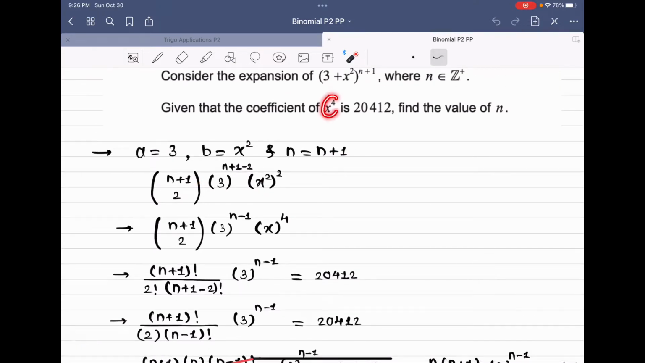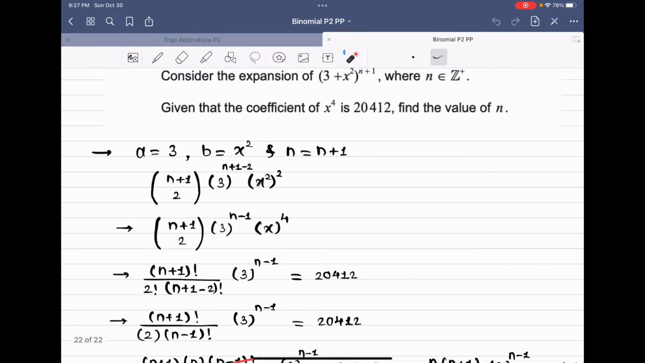Here they want x raised to 4. Right now we have x². So that means the power has to increase 2 by 2. b is getting 2, that means your r is 2. And this minus this gives you the power of the first. So n + 1 minus 2 goes with the power of 3. (n+1)C2 remains as it is, 3 will remain as it is. n + 1 minus 2 is n minus 1. And x² raised to 2 is x⁴.